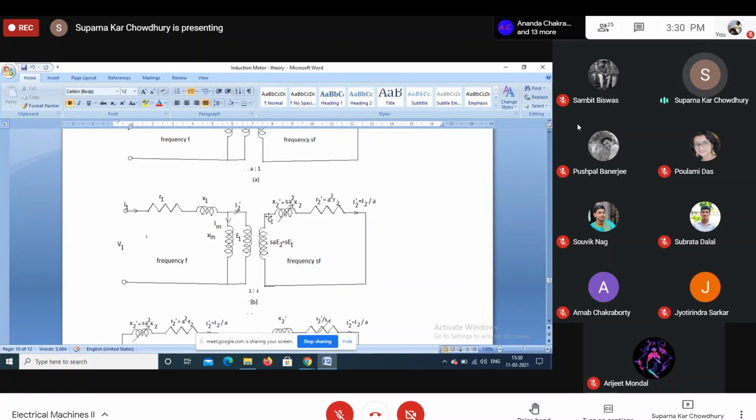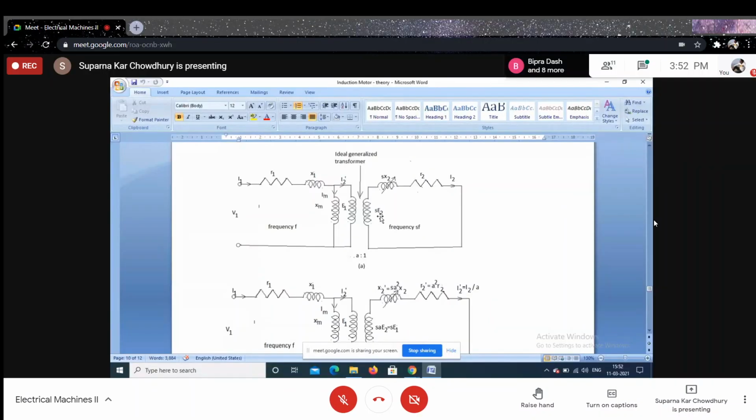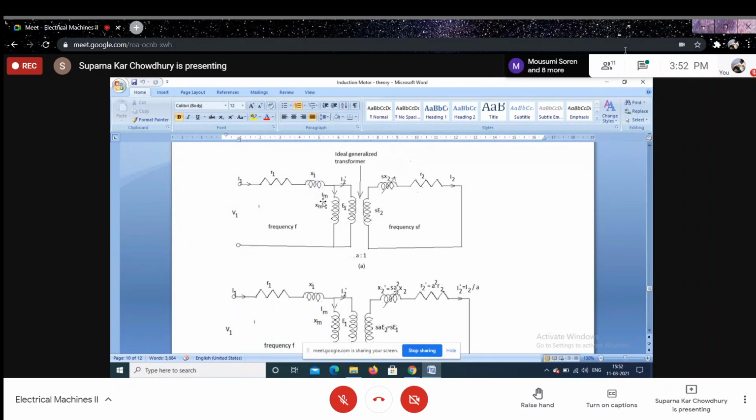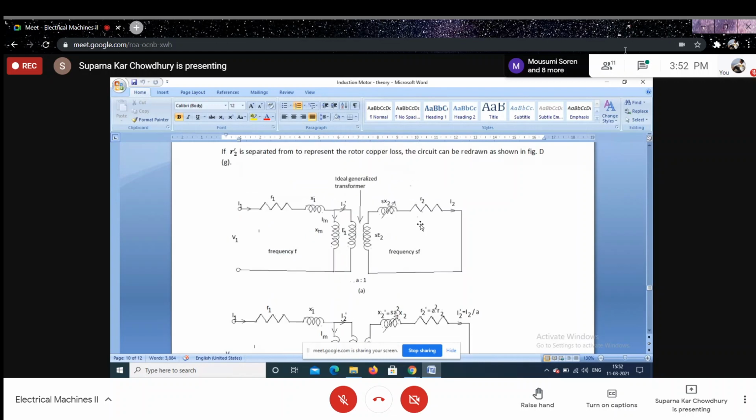So we have this circuit where these are the primary resistance and inductance. This is the secondary inductance and resistance referred to the primary voltage level, and this is again the ideal transformer, but the ratio is 1:1. This is still a generalized transformer. So this was the stator equivalent circuit. This was the rotor equivalent circuit.